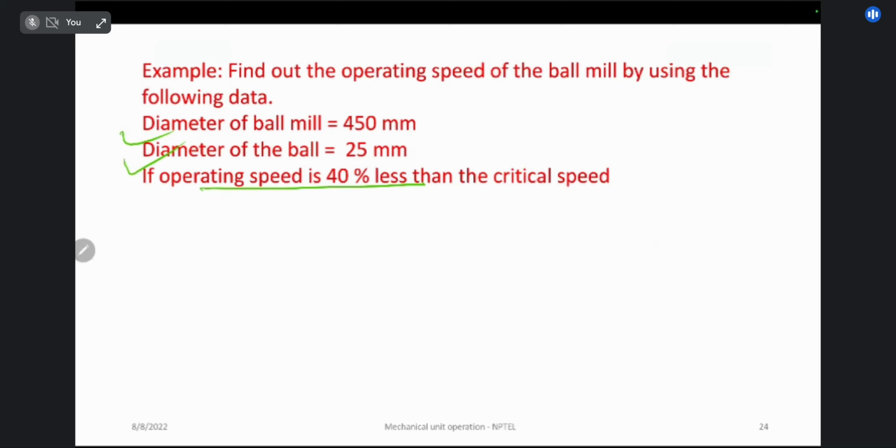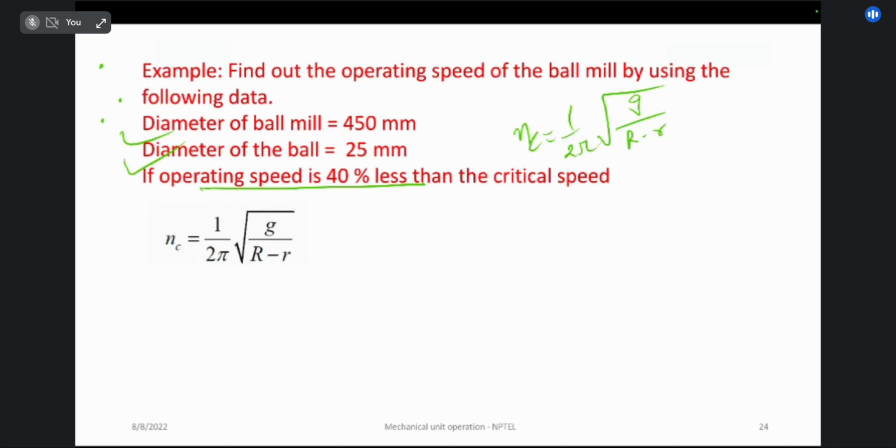Before that, we need to find the critical speed, because we have the equation NC is equal to 1/2π under root g upon capital R minus small r, and from this critical speed we need to find the operating speed, which is 40% less. Now we need to substitute the value of 9.81 as the gravitational acceleration constant. Diameter is 450, so R is equal to 225 mm, converted into meters. The ball diameter 25 mm gives a radius of 12.5 mm, which is 0.0125 meter.